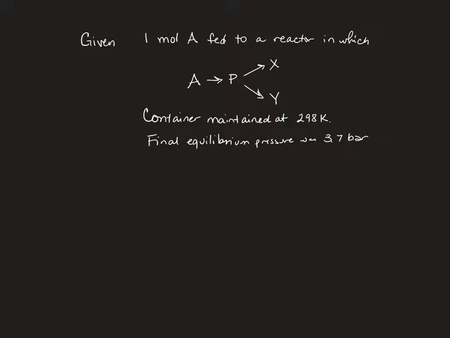Let's look at question 2 for the exam. So in this one, we had 1 mole of A fed to a reactor in which A made P, which could then either make X or Y. So these are all unimolecular reactions.